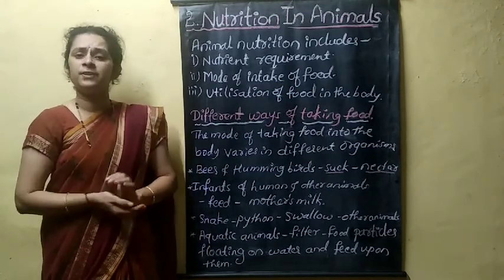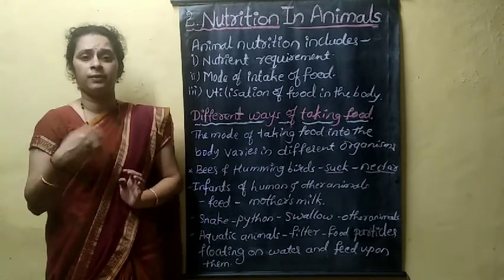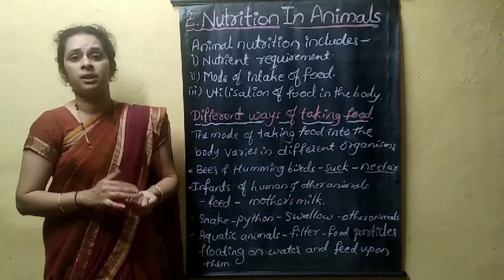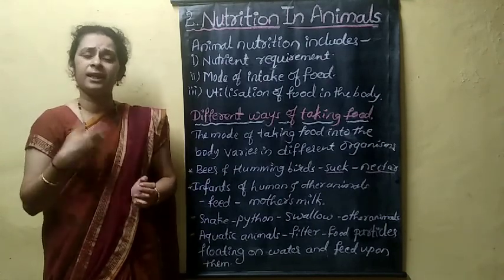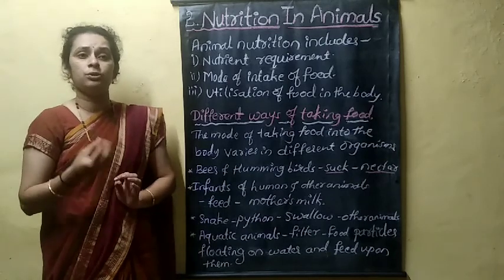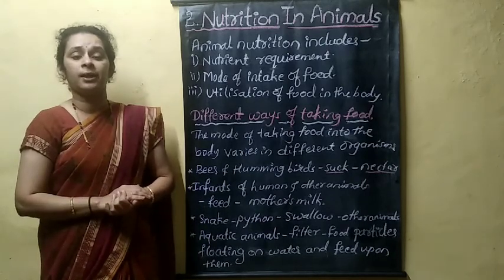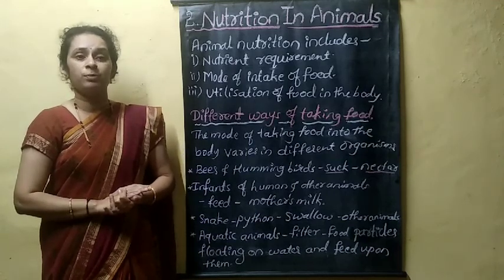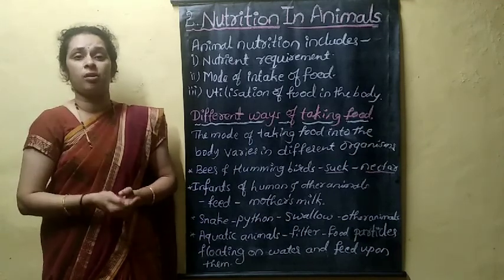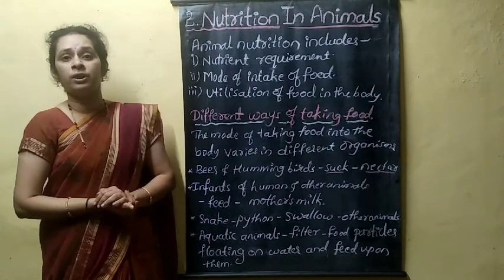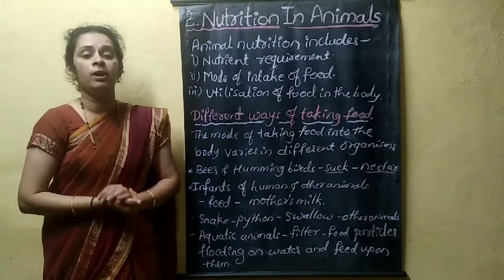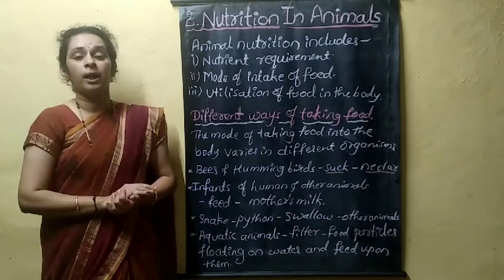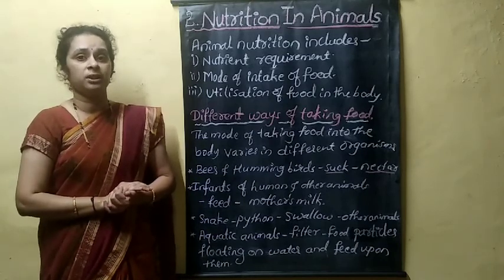They require different types of nutrients. They may take different components of food: carbohydrate, protein, vitamins, minerals, fat, etc. They can take any type of food, but that should not be directly taken inside the body or inside the cells of the body. That's why some processes or steps are involved in the nutrition of animals. By those processes, animal nutrition takes place.